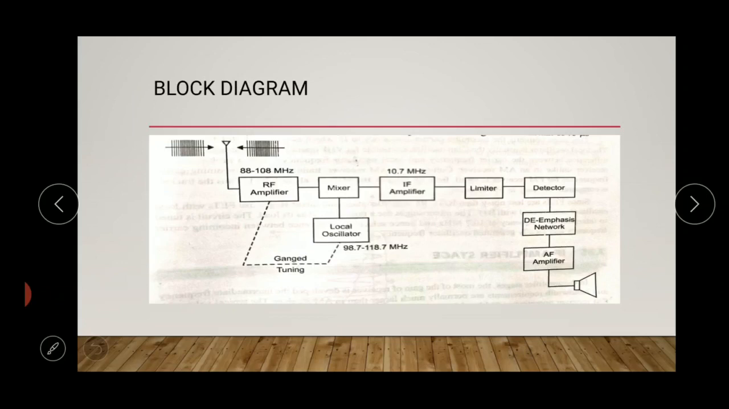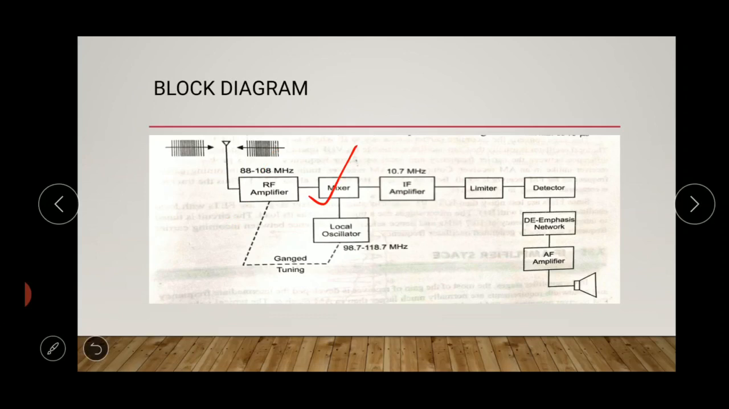The first stage of the block diagram is the RF amplifier. The RF amplifier amplifies the received signal intercepted by the antenna. The amplifier is a low noise amplifier. Then the amplified signal is applied to the mixer stage.